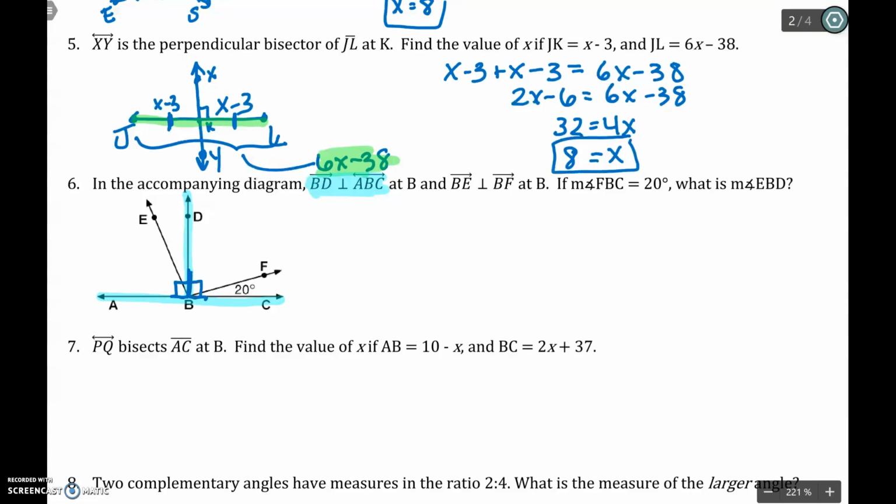We also have BE perpendicular to BF. So BE perpendicular to BF. That tells me that that is also going to form a 90-degree angle. So this in here is 90 degrees as well, this entire angle. Okay, now knowing that, they're telling us that FBC is 20. So 20 can get plugged in for FBC, which it is here.